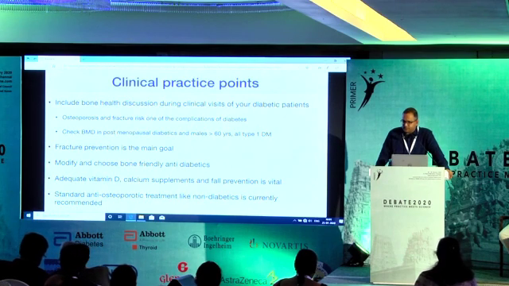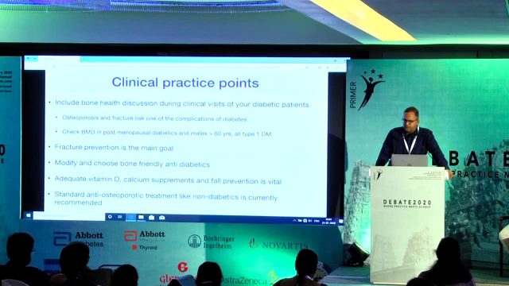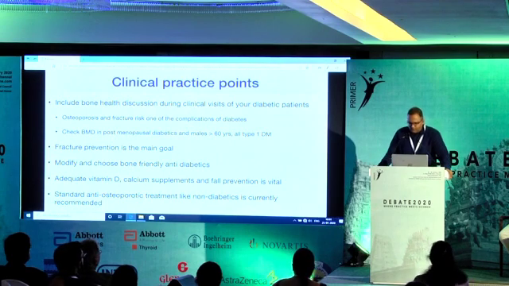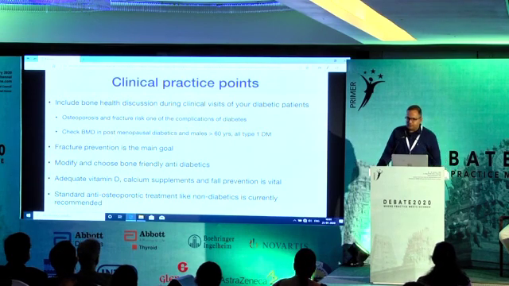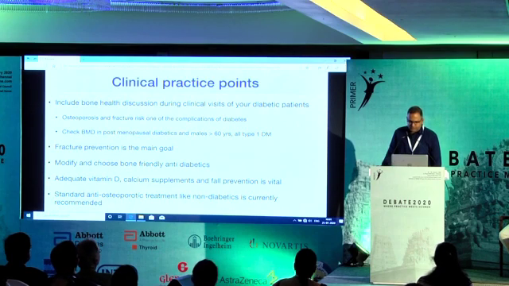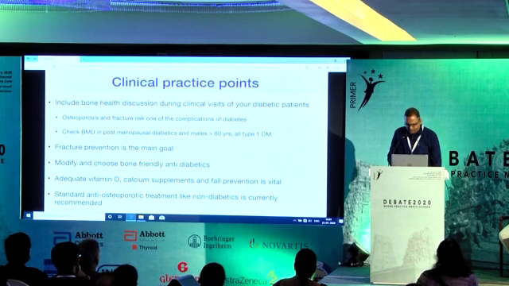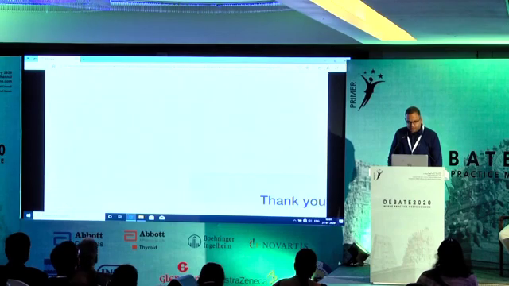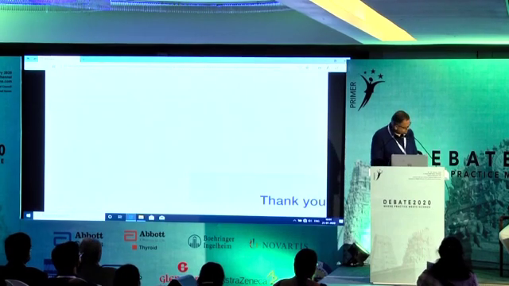Anti-diabetic agents, especially SGLT2 inhibitors and glitazones, are known to be associated with osteoporosis. Kindly use them judiciously in people at high risk. And I cannot overemphasize the importance of calcium and vitamin D supplementation at adequate doses. If time permits, we'll discuss more on that. The standard anti-osteoporotic treatment algorithm should be followed even in diabetic patients. Thank you very much for your kind attention.